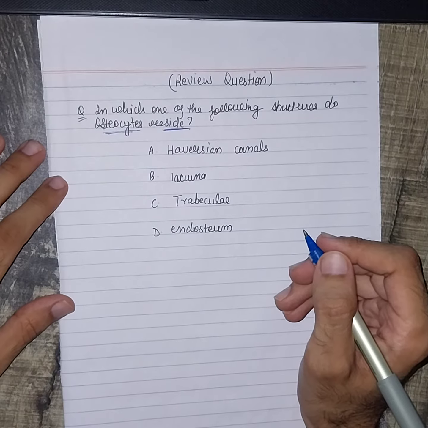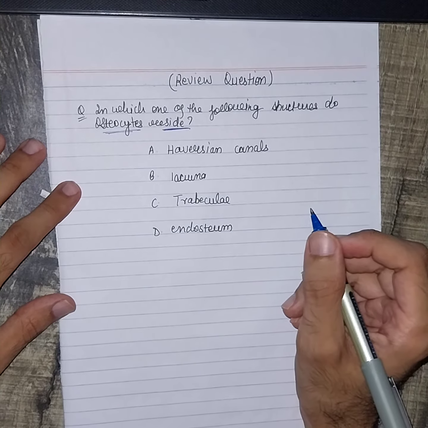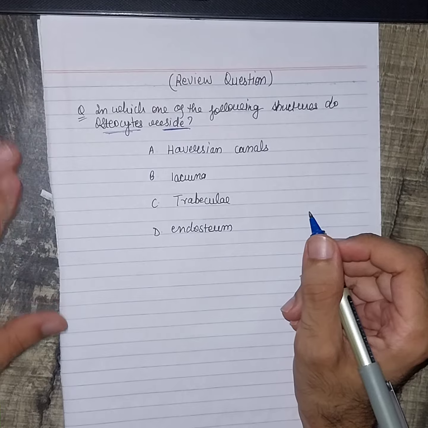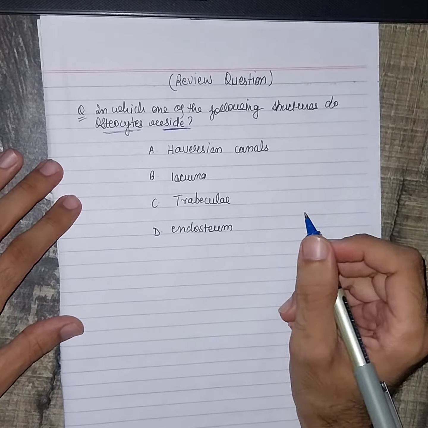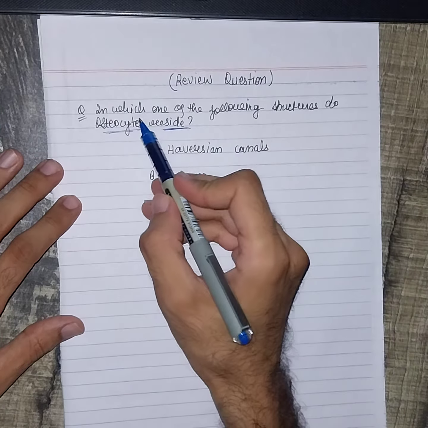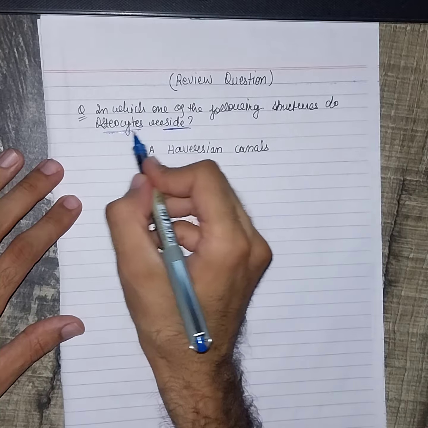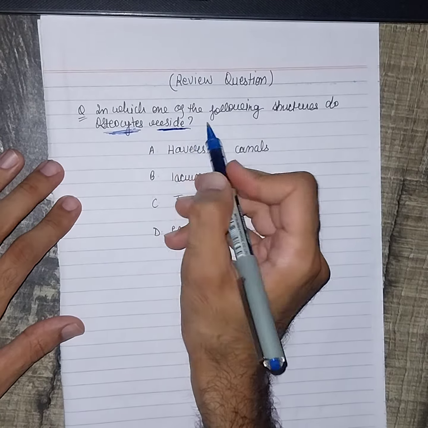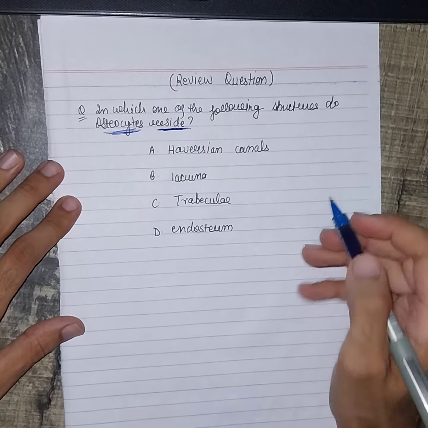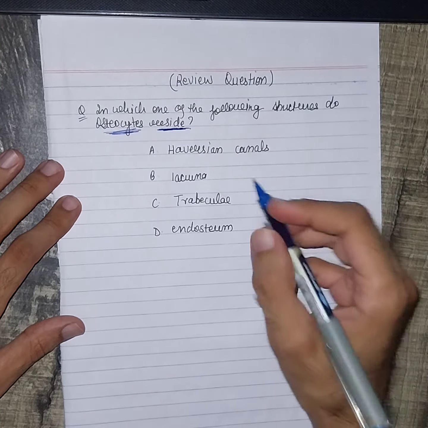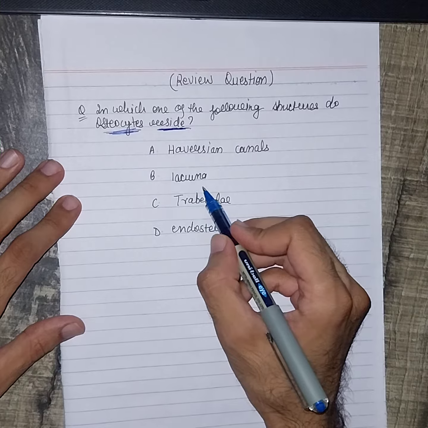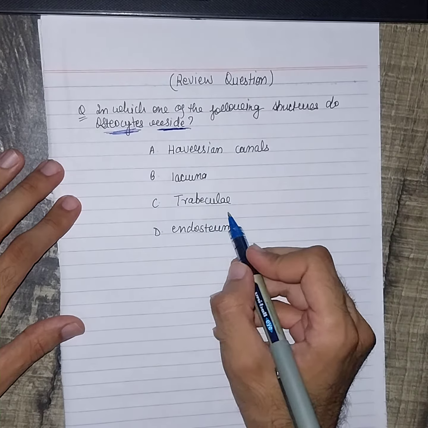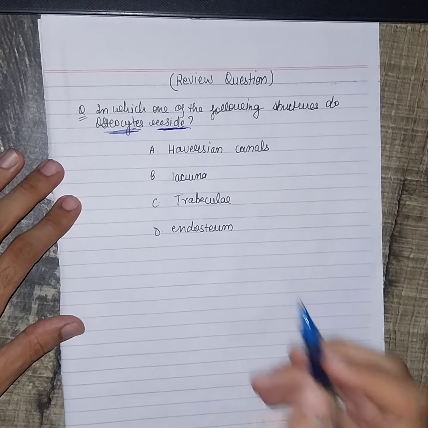Hello everyone. Coming to the review question, and today we have some basic anatomy questions. The question goes like this: in which of the following structures do the osteocytes reside? Means osteocyte कहाँ रहते हैं? This is the question, and we have the options. First is the Haversian canal, B is the lacuna, C is the trabeculae, and D is the endosteum.